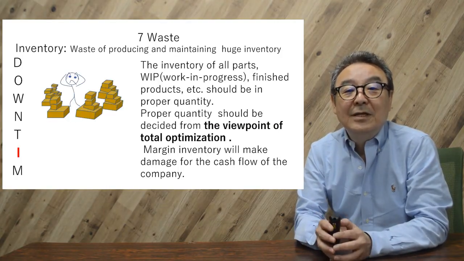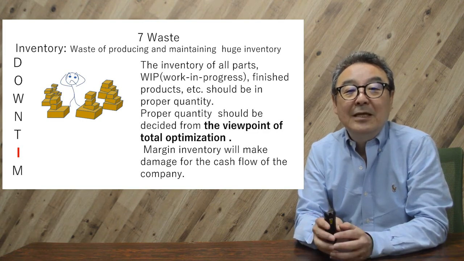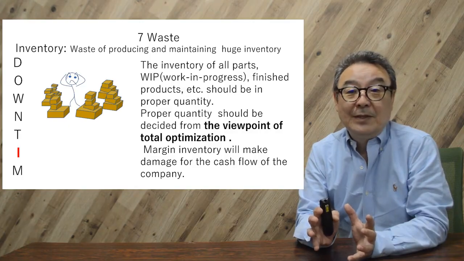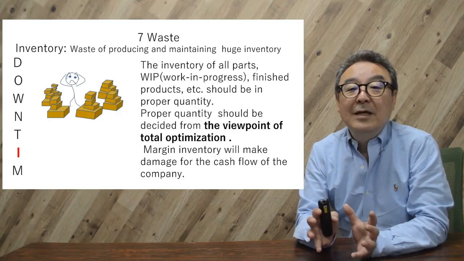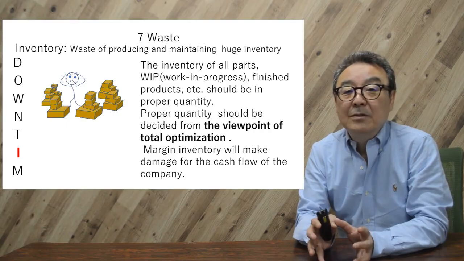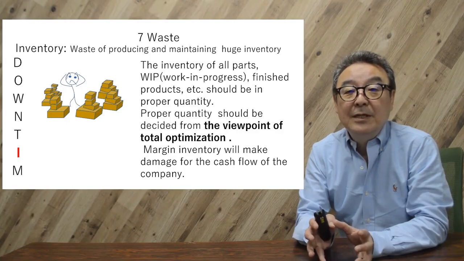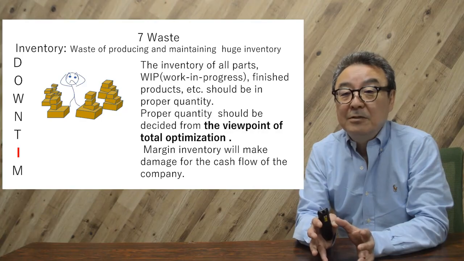I, inventory. Waste of producing and maintaining huge inventory. The inventory includes parts, WIP, work in progress, or finished goods. I cannot say all inventory is waste. However, inventory over the proper volume is waste. So, how do we decide the proper volume of inventory? I want to suggest that it's decided from the viewpoint of total optimization, not local optimization.